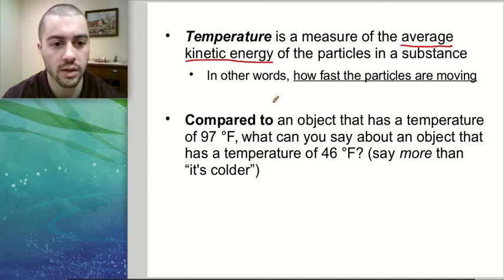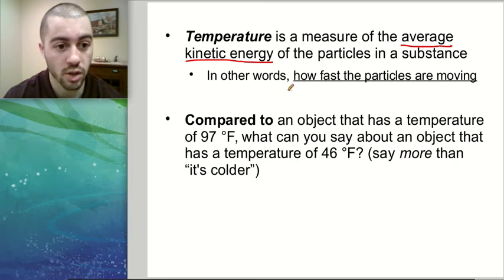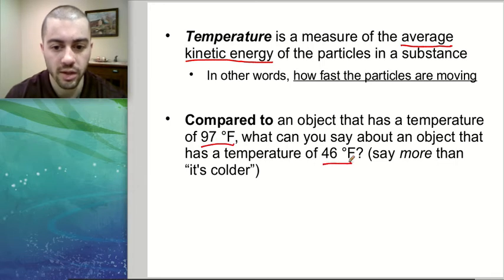So a particle has a lot of kinetic energy, or any object has a lot of kinetic energy if it's moving really fast. So the faster it's moving, the higher its kinetic energy, the higher temperature a particle is going to have. So if we think about this question down here, if we compare an object that has a temperature of 97 degrees Fahrenheit with an object that has a temperature of 46 degrees Fahrenheit, what could we say about the particles of the object based on those two temperatures?